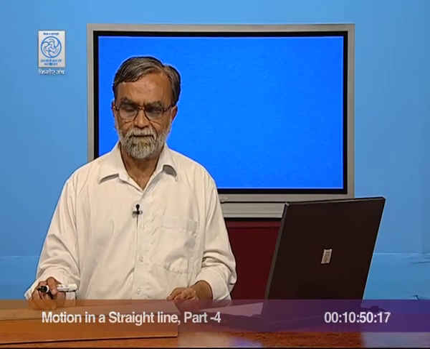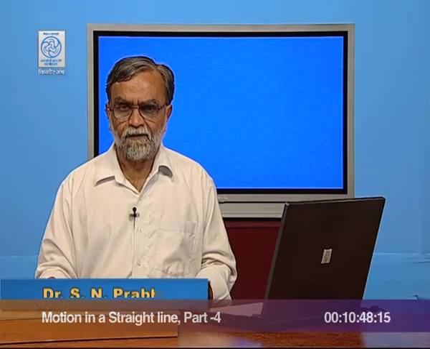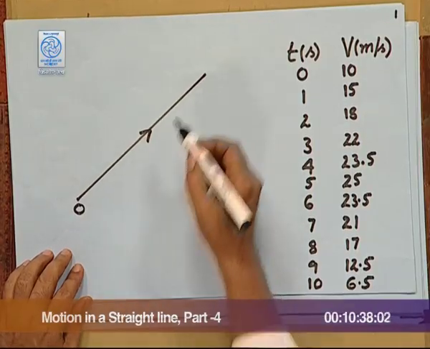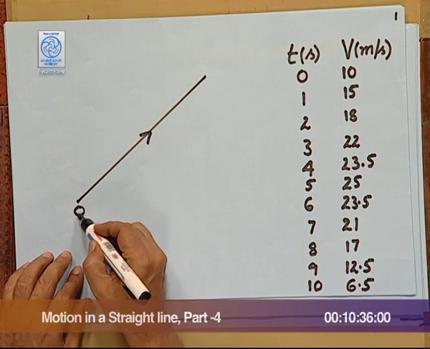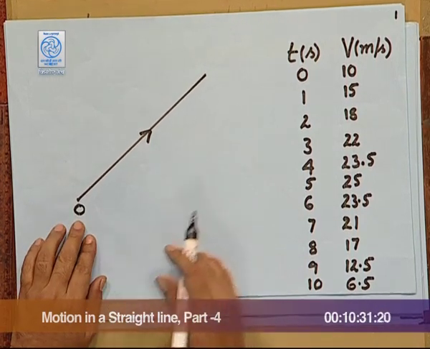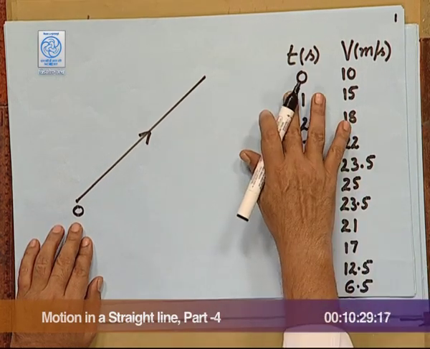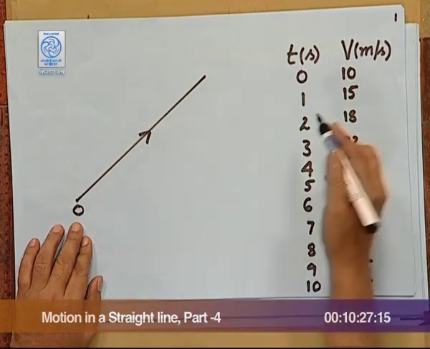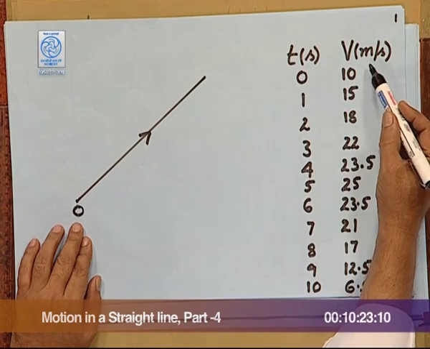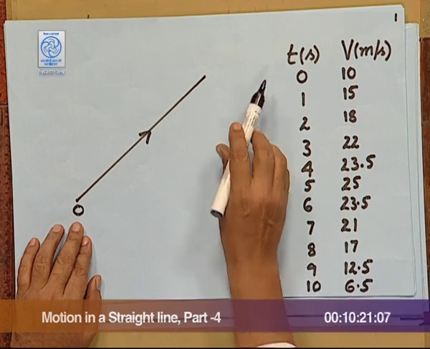I am Prabhakar. Today, we will introduce the concept of acceleration of an object moving along a straight path. Now, look at this. In the figure, I have indicated a straight line with an arrow and O as a point of reference. Now, the data that I have for this motion is velocity as a function of time, that is, instantaneous velocity in meters per second as a function of time.